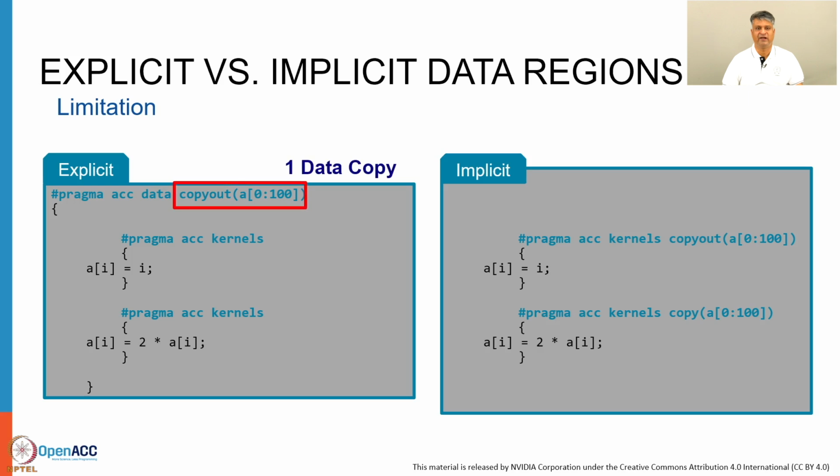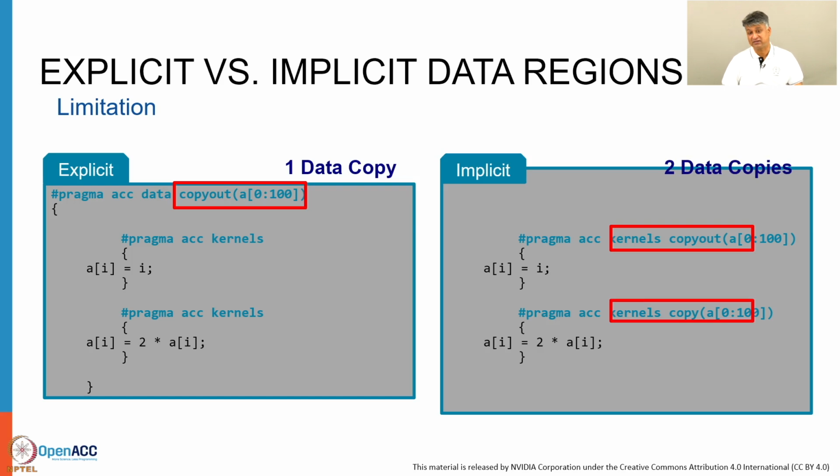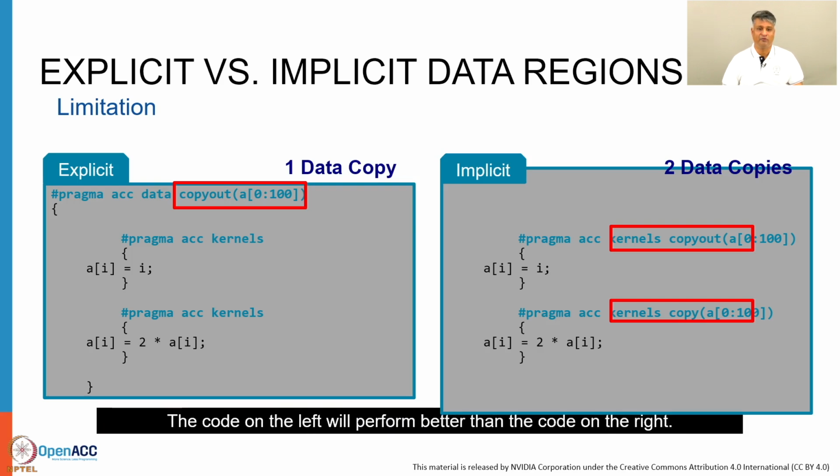So here I will have one data copy. In this case, I will have two data copies. Essentially, what's going to happen on the left side with the explicit data region is that you're going to copy the array only once from the device to the host, whereas on the implicit side, you're going to copy from device to the host two times. Obviously, the code on the left will perform slightly better than the code on the right because you have minimized some data transfers.